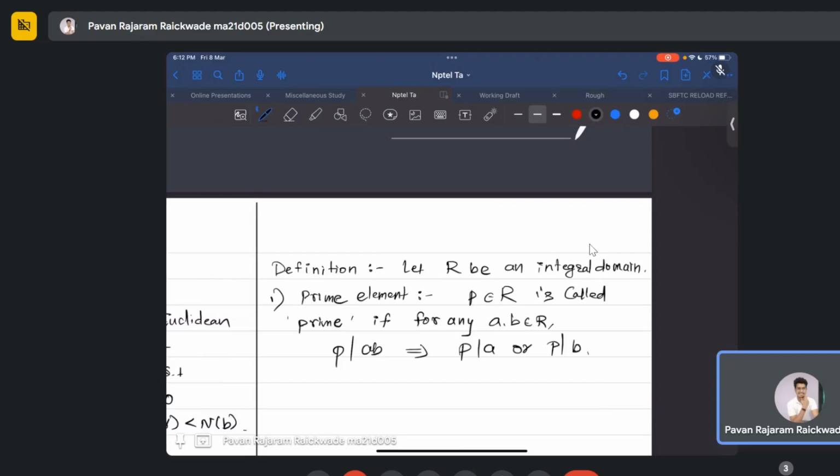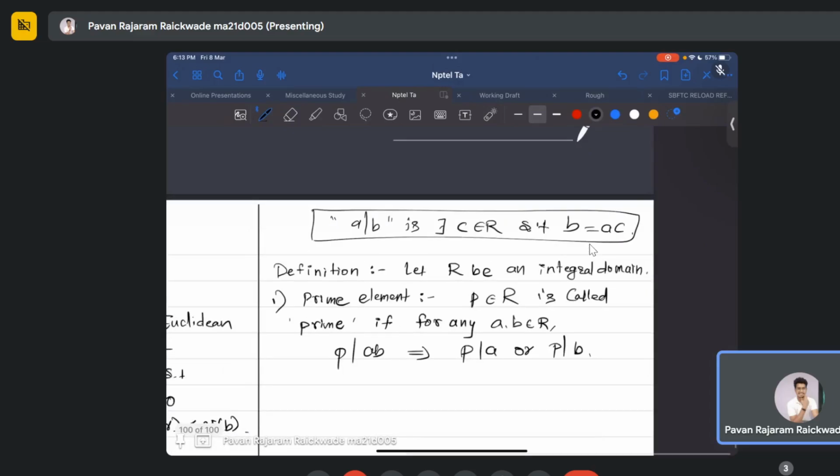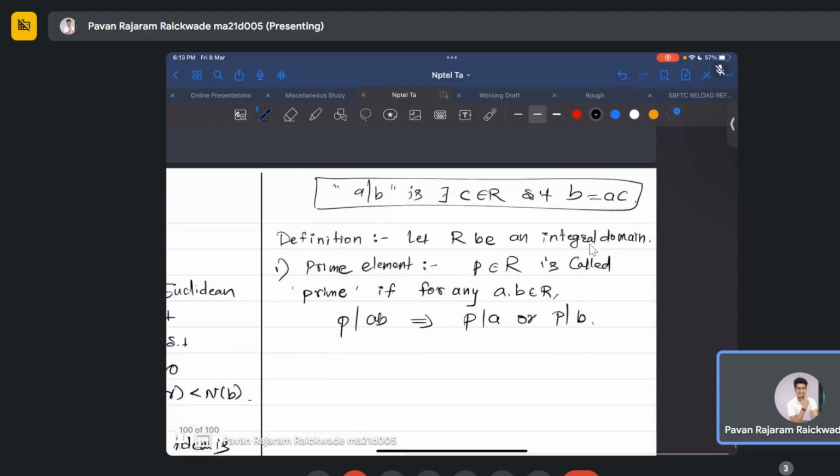This is like the property of prime numbers in the set of all natural numbers, right? If a prime number divides the product of two numbers, then it divides at least one of those. In ring theory, division is defined naturally: we say A divides B if there exists an element C such that B equals AC. This is the natural definition of division. So with this definition, an element P is called prime if whenever it divides a product, it divides one of the factors.